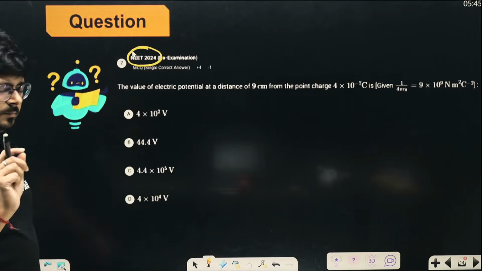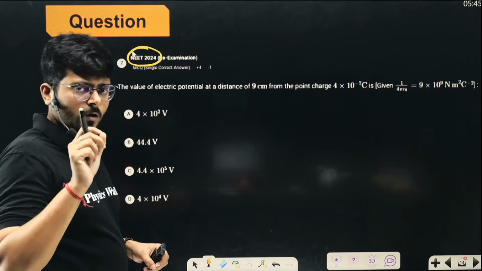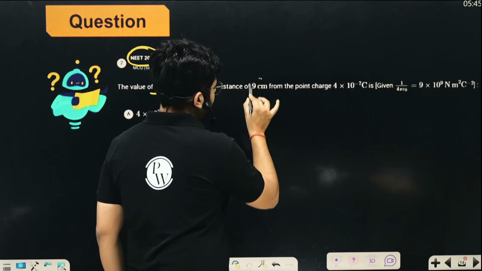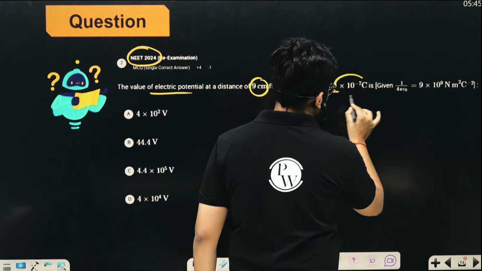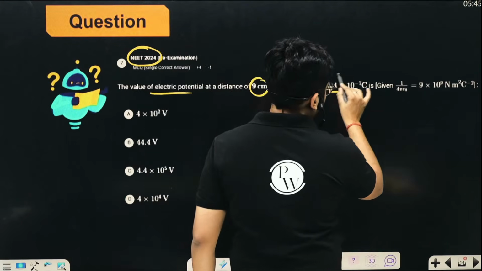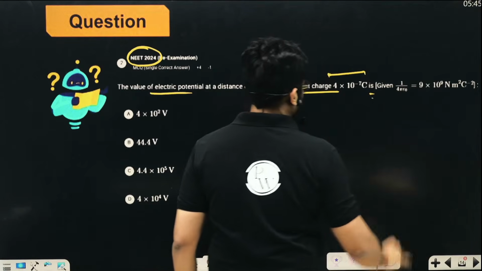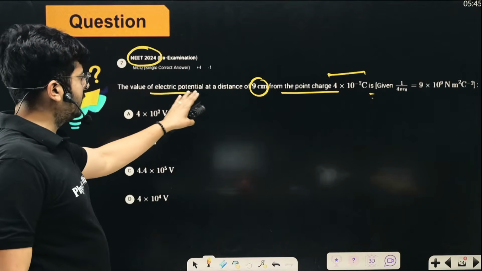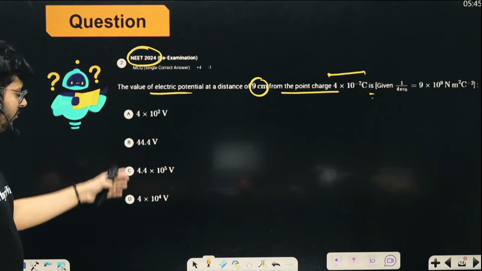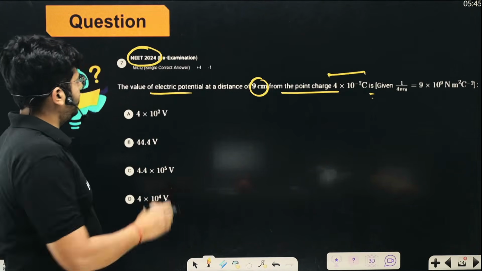So instead of putting up the answer, try to put the option only, beta Ananya. The value of electric potential at a distance 9 centimeter from the point charge, 4 into 10 to the power minus 7 coulomb, is given as, right? So what will be the value of electric potential at a distance of 9 centimeter from the point charge? This is something you have to answer, right? What will be the value of electric potential?